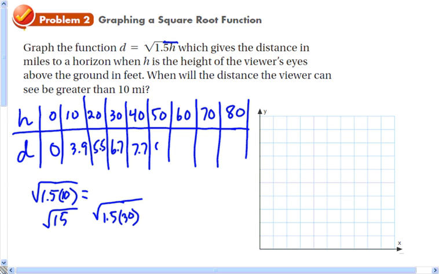I'm just going to write these values down, and then we'll graph them. 8.7, 9.5, 10.2, 11.6. And then I'm going to choose my scale. Of course, it's going to be 10 down here.